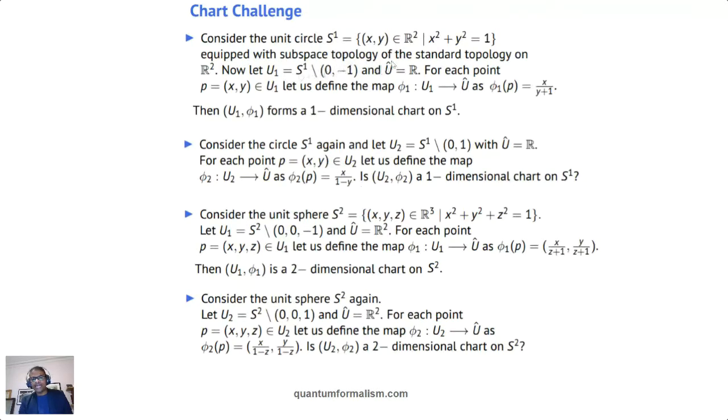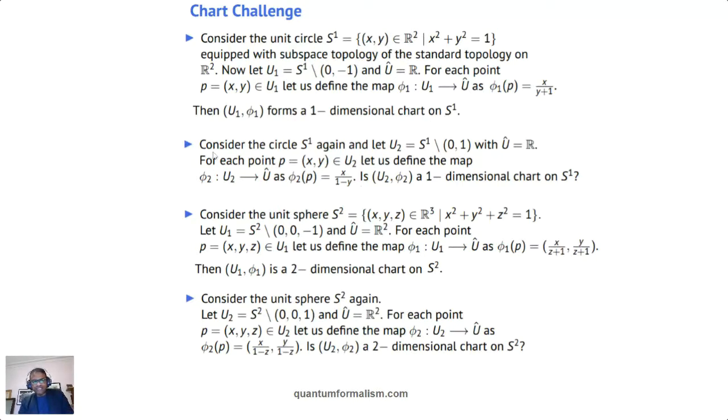And now let's assume that U hat is the real line itself, R. So the claim is that for each point in U1, if we define the map from U1 to R like this, phi 1 of P equals X over Y plus 1, this is a one-dimensional chart on S1. This means that this map is a homeomorphism. So you need to double check this.